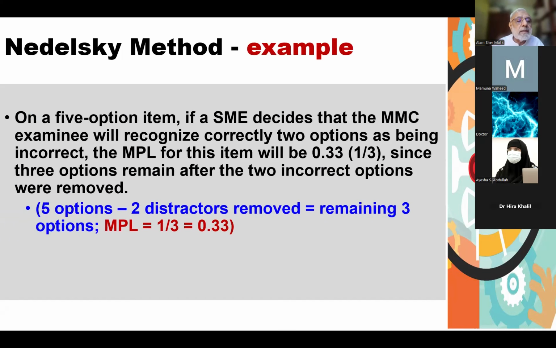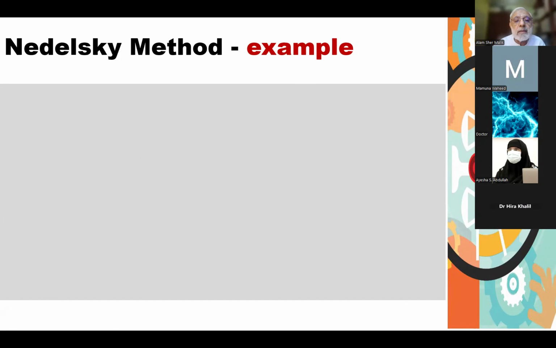Let's say it's a 1 in 5 option item. If a subject matter expert decides that the minimally competent examinee will recognize 2 options as being incorrect, the minimal pass level for this item will be 0.33, that is 1 over 3, since 3 options remain after the 2 incorrect options were removed. So 5 options minus 2 distractors removed, remaining 3. So 1 over 3 is 0.33.